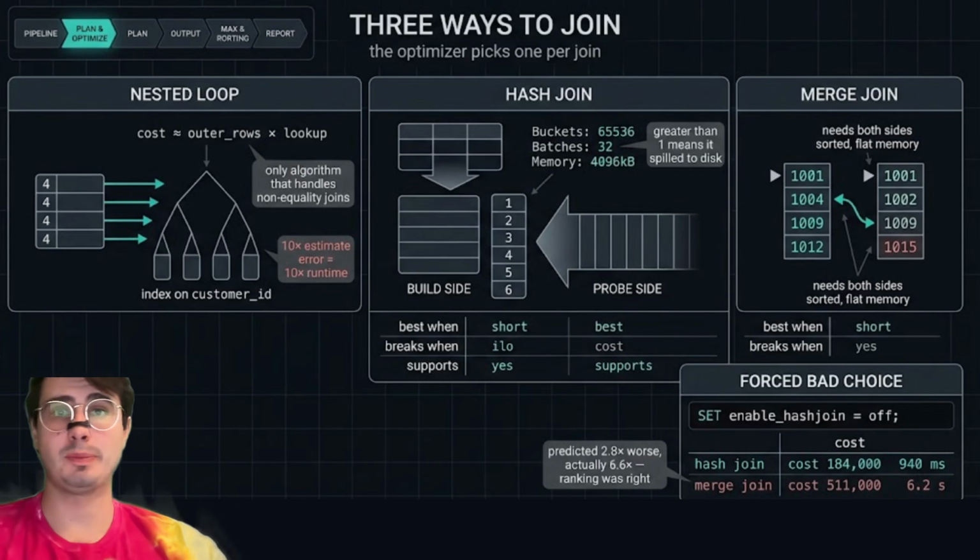There's the nested loop, hash join, and merge join. So the optimizer will pick one per join based on the estimated row counts, what indexes exist, whether the data is already sorted, and how much memory it thinks it can use. So you start with the nested loop.